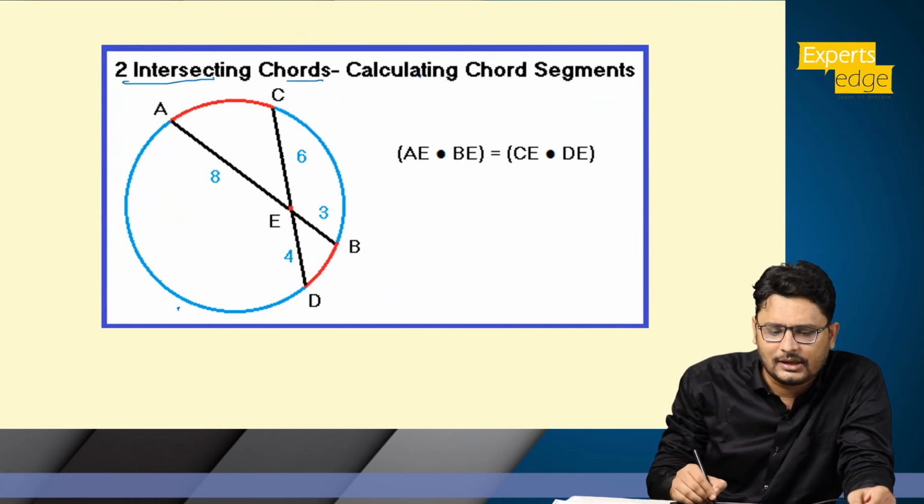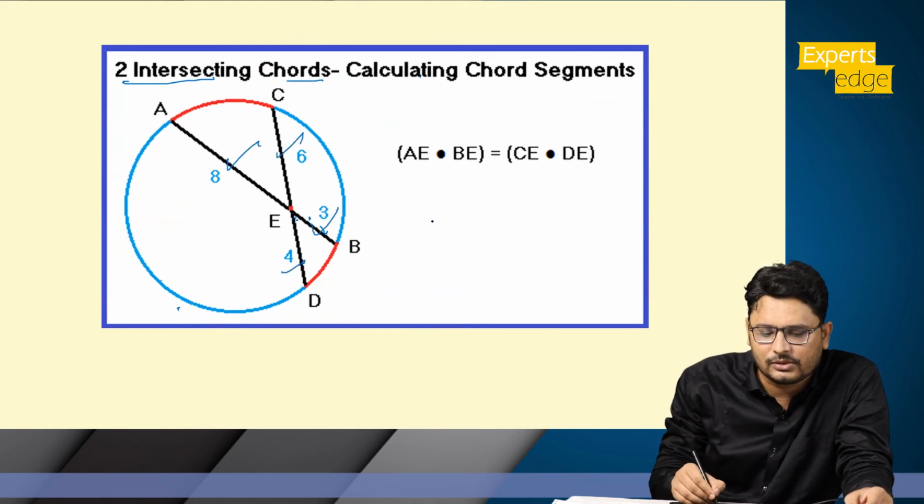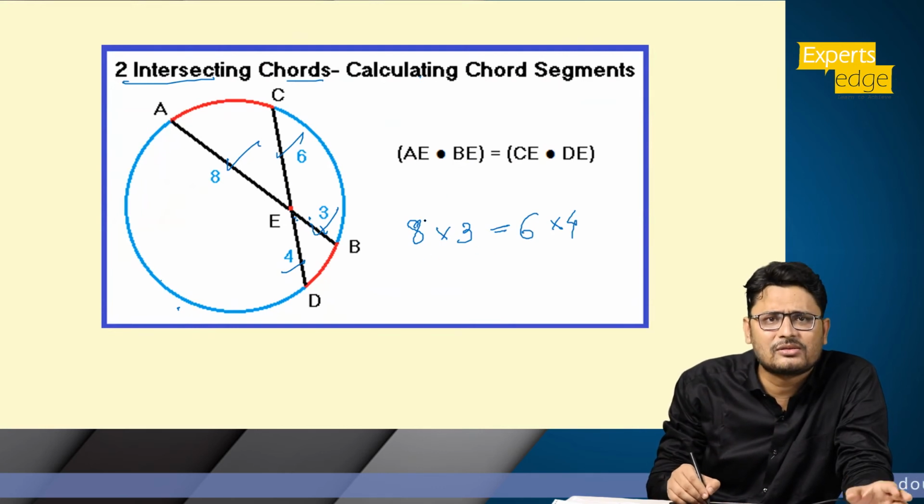What it says is that AE into EB should be equal to CE into ED, right? So this part into this part should be equal to this part into this part. So if I take by the numbers, what it will be? 8 into 3 should be equal to 6 into 4. Okay, so this is my two intersecting chord ka theorem.